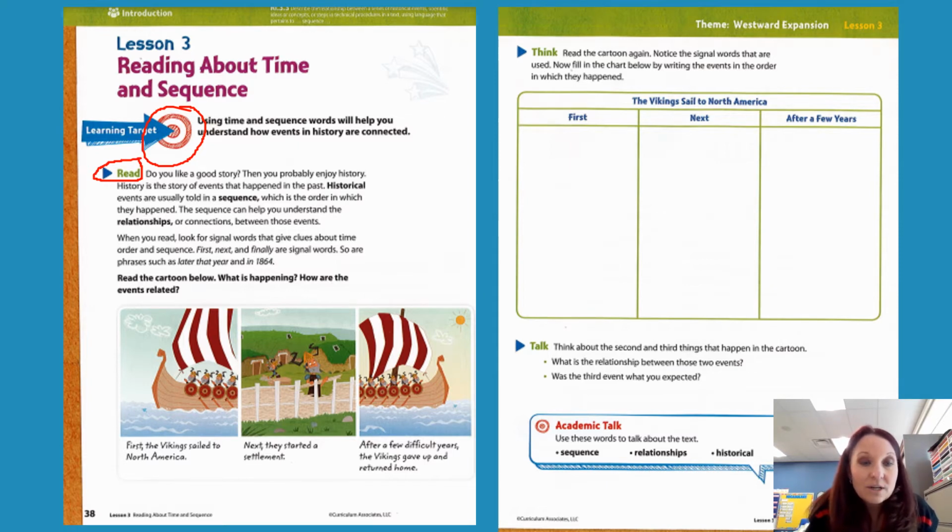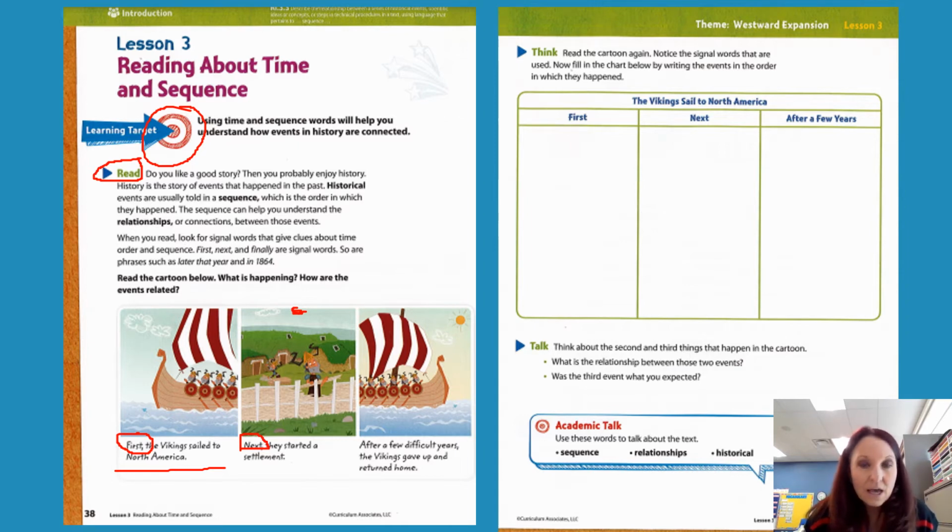So the caption underneath says, first the Vikings sailed to North America. Notice that there is a signal word here, first. It shows that that's what they did first. When we look at this second picture here, we see that the Vikings have set up some houses, they've got a fence, they've got a road, and we look at the text, and right here there's another signal word. It says next. So we know that first they sailed, and then next they started a settlement.